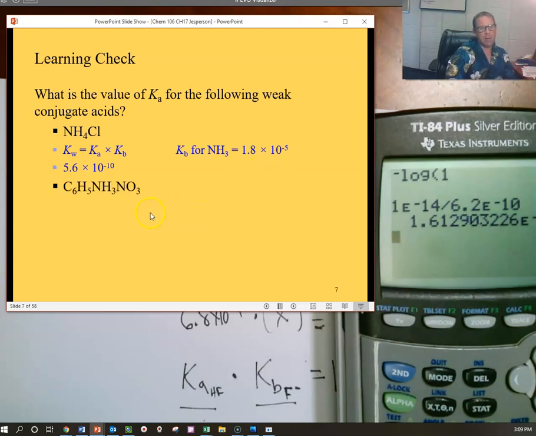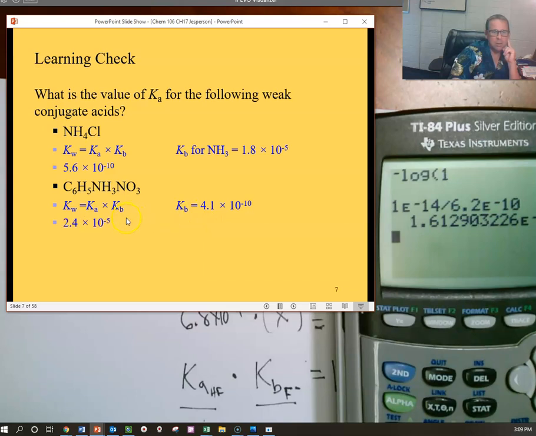Okay, so here we have a compound. We might not be able to recognize this as an acid very well, but as soon as we're told the Kb for this compound, all we have to do is take Kw again, divided by Kb, and it'll give us the Ka for the conjugate acid of this base.